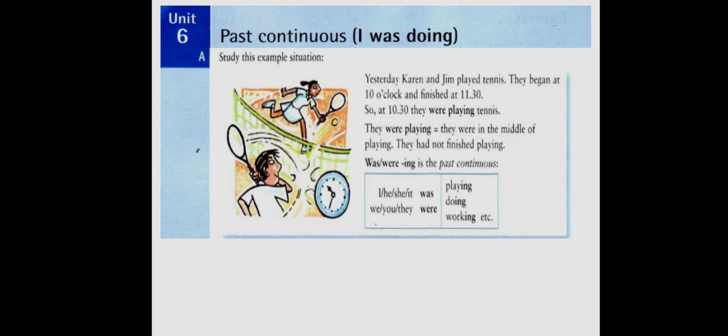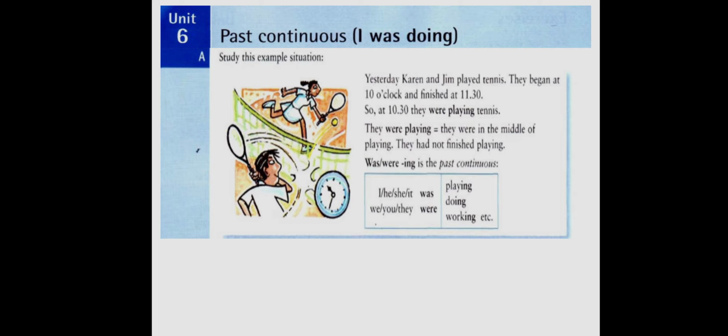Here we have one example situation. Yesterday, Karen and Jim played tennis. We have yesterday. Yesterday indicates past simple. That's why we use here played. They began at 10 o'clock and finished at 11:30.